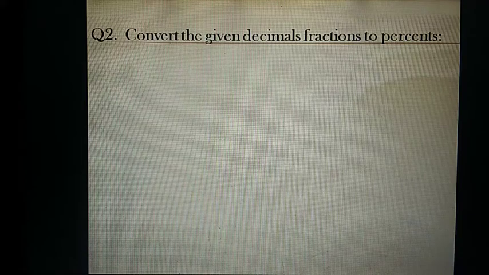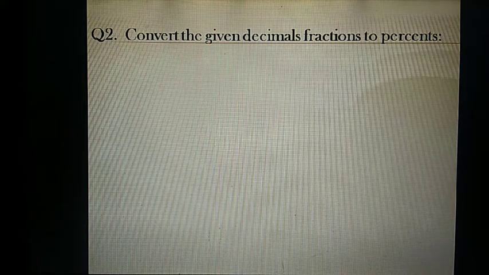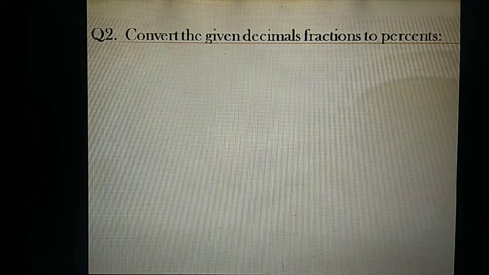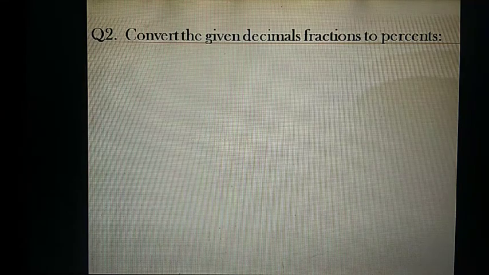Convert the given decimal fractions to percent. Although here the question is changed, we are supposed to convert again the given value into percent. So we will multiply the value by 100%. Multiplying any value by 100% will not change its value, as 100% means 1.